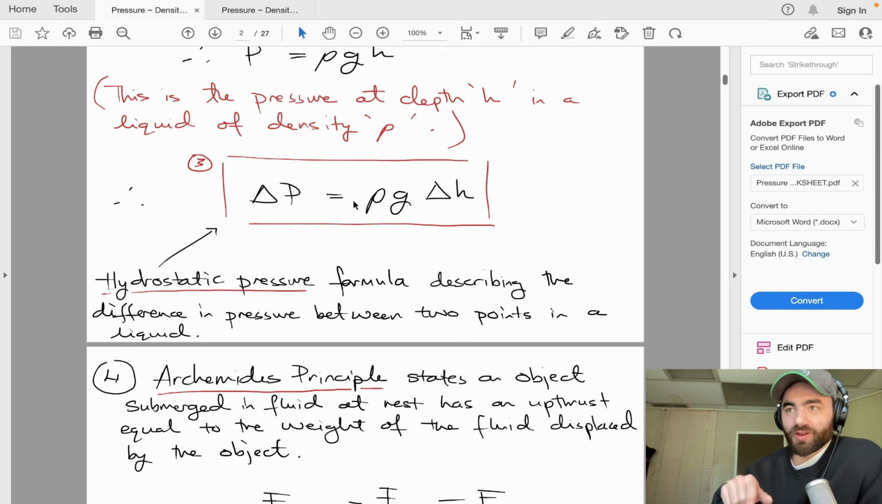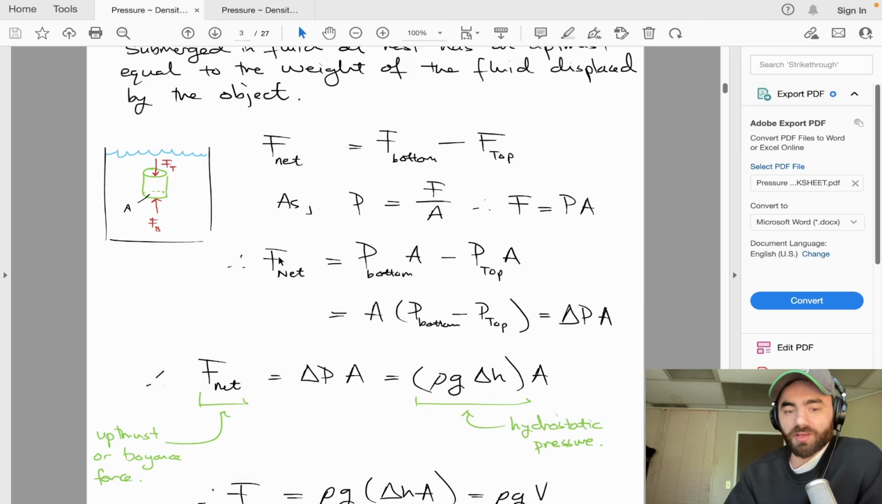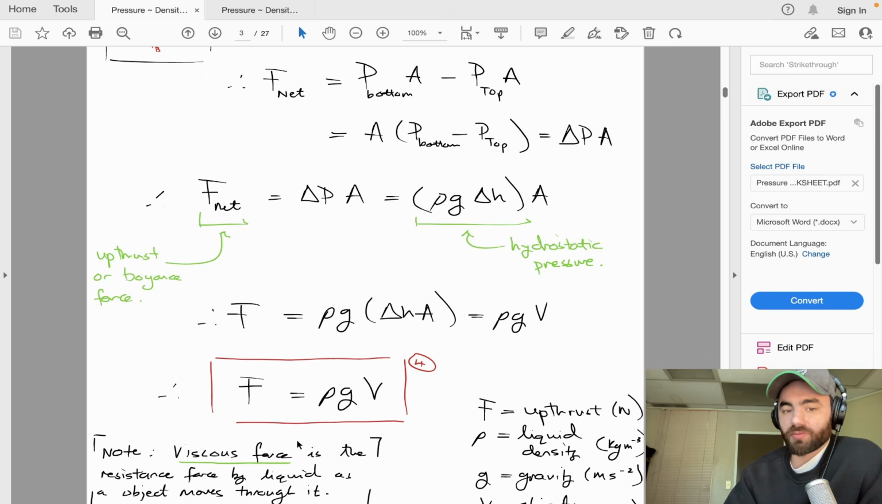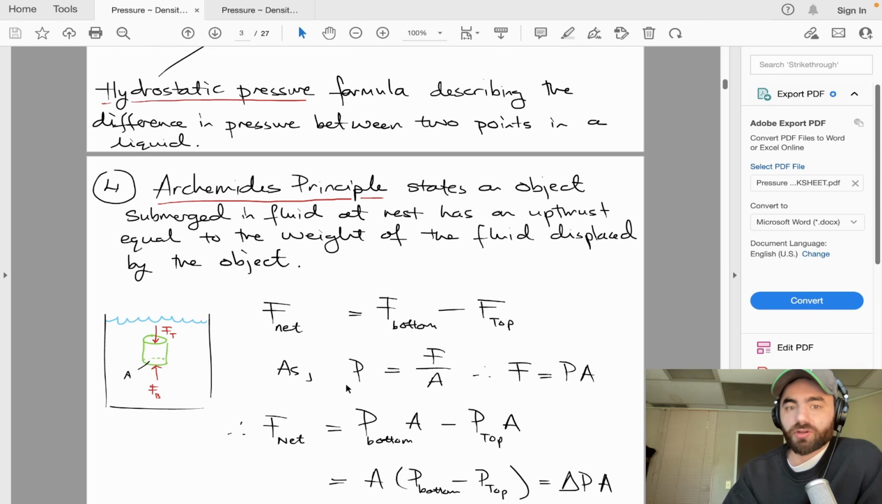So if you pick any point in a fluid, this will tell you what the pressure is at that point. Pretty helpful. And Archimedes' principle just tells you about the upthrust. You might have felt when you go into some water, a force kind of pushing you up. That's why objects float. This gives you the upthrust, and this is due to the change in pressure. Archimedes basically stated that an object submerged in a fluid has an upthrust equal to the weight of the fluid displaced by that object.